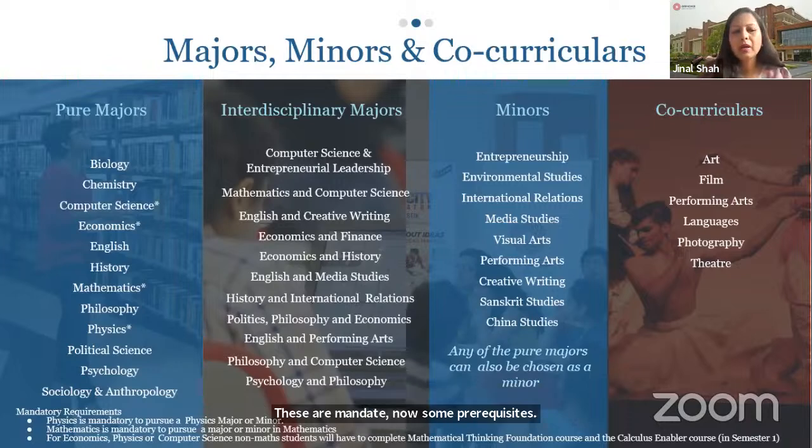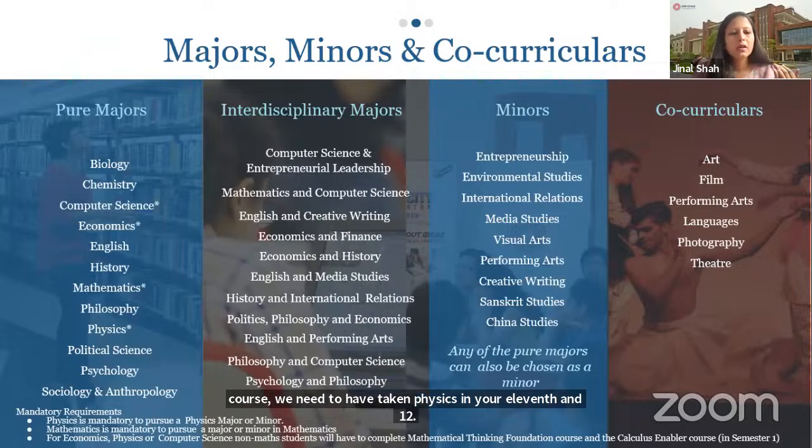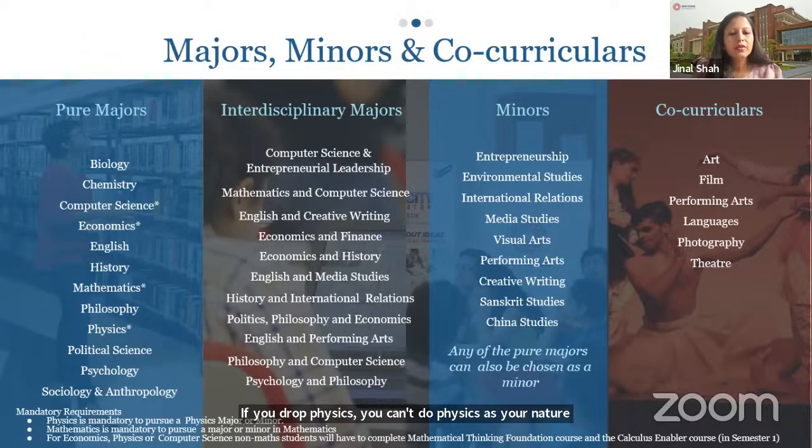So if you were to pick up physics as your major, then of course you need to have taken physics in your 11th and 12th. If you drop physics, you can't do physics as your major. Similarly, for math, if you've dropped math in your 11th, 12th, then you can't do a mathematics major.